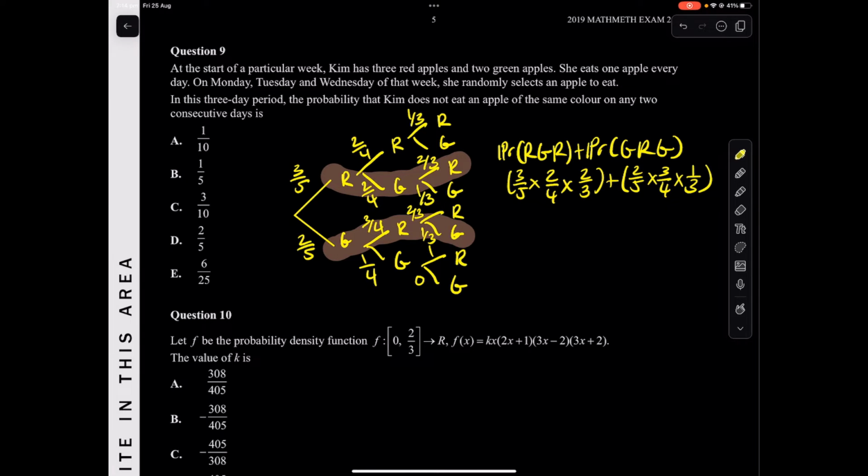Okay, so adding those together, so what can we see? These 3's cancel out. So 2 times 2, 4. 5 times 4 is 20. Plus, these 3's cancel out. 2, 20, which is 6 over 20, which is 3 on 10. So C is the answer for question 9.